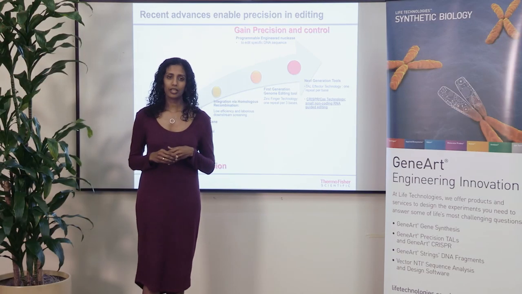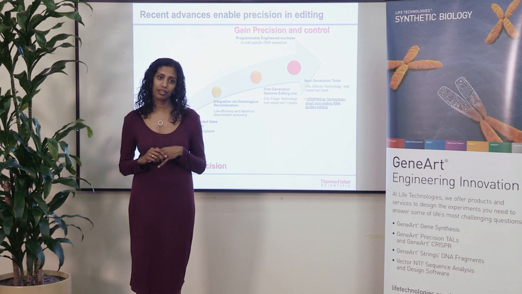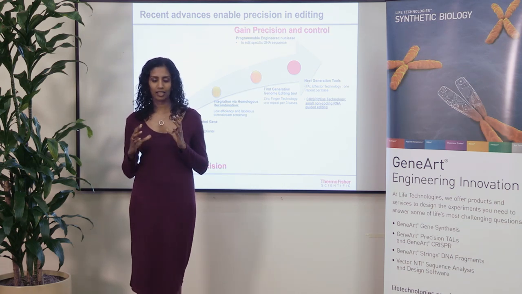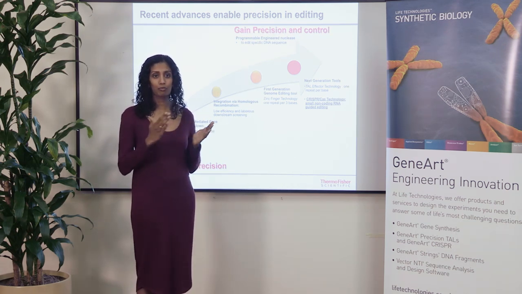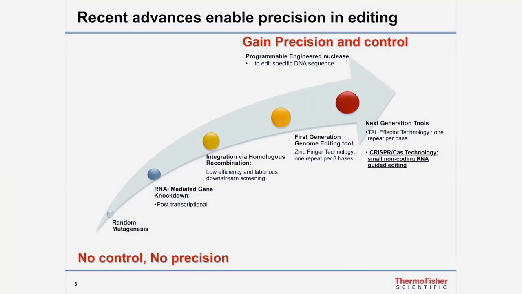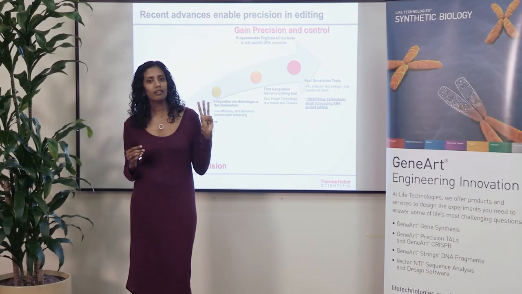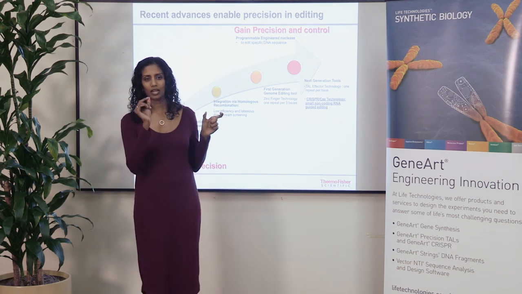Then a decade ago came technology like zinc finger. Very elegant. One can precisely design a zinc finger to bind a particular targeted locus. But here, the designing of the zinc finger itself is labor intensive. That's because you need three repeat domains within a zinc finger to be able to target one base. So you have to mix and match these different repeats to get protein domains that are specific for a sequence of interest, making the design process labor intensive.